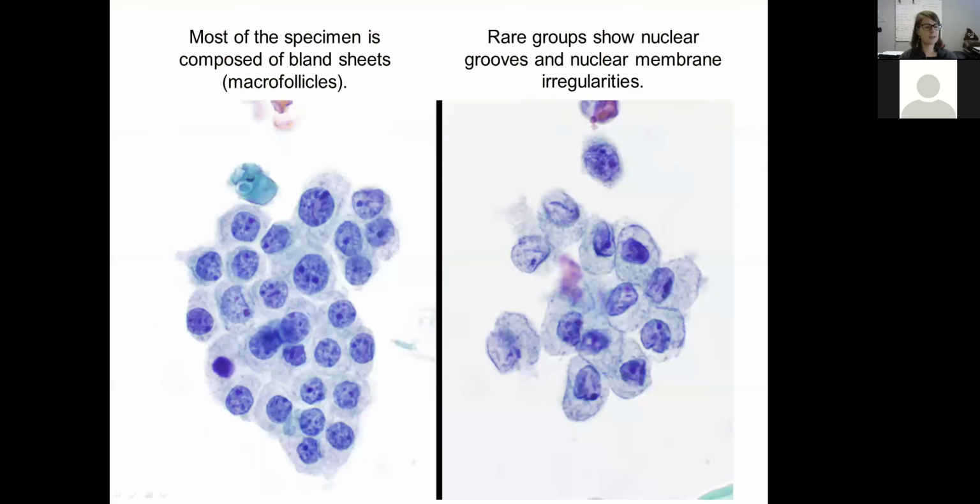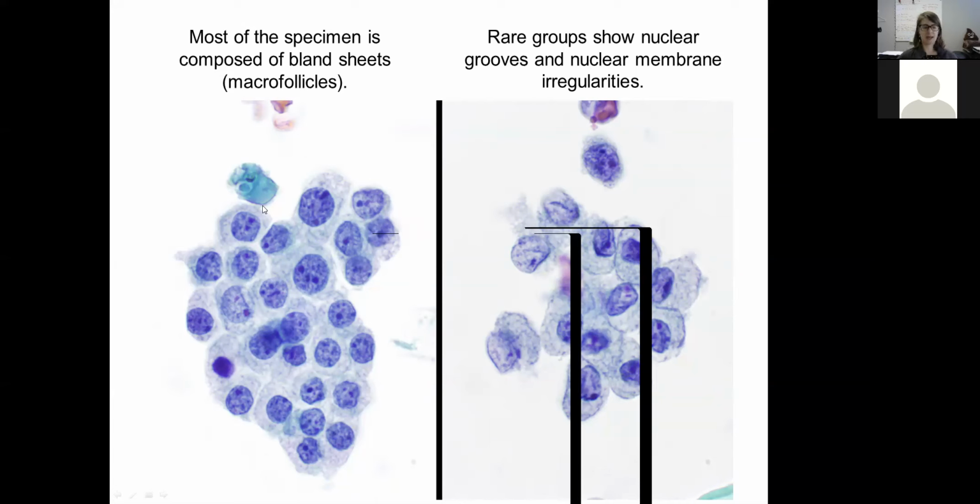All right, so the next specimen is, most of the specimen is composed of these bland sheets, again, that look like very regular bricks in a row. And we've already identified the one on the left as being most likely a benign nodule. However, on occasion, you see these clusters of cells that are more disorganized, and they have very wrinkled nuclei, irregular contours, sometimes nucleoli that stand out.